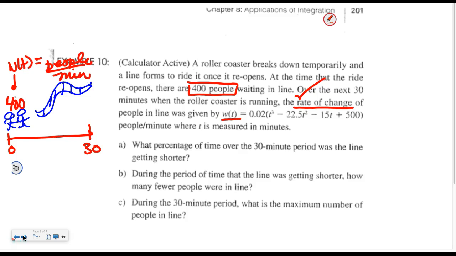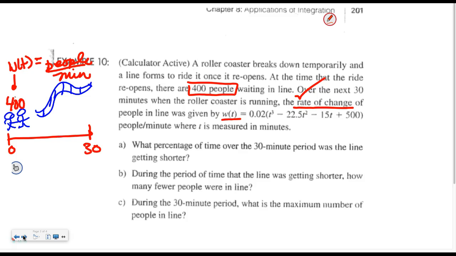So here's what they're giving me. They're giving me how many people are in line. There's a lot because the ride broke down, right? They're fixing it. 30 minutes. They have it open. W of T is giving you the rate of change in people in the line.